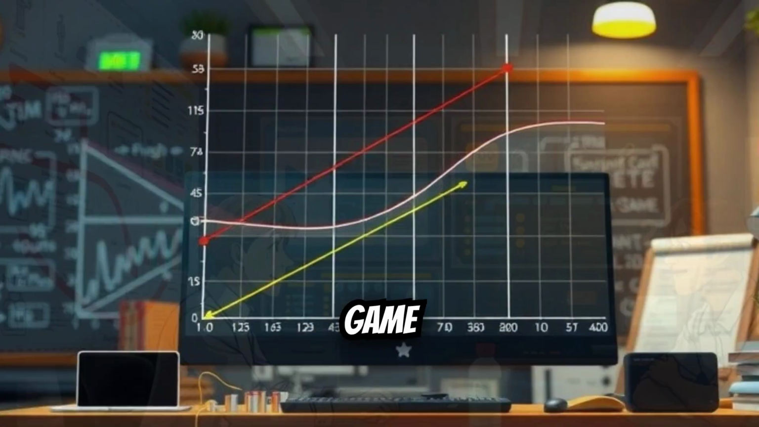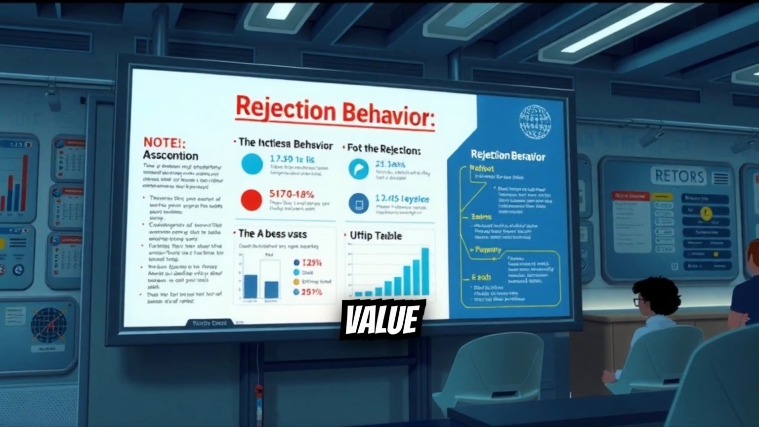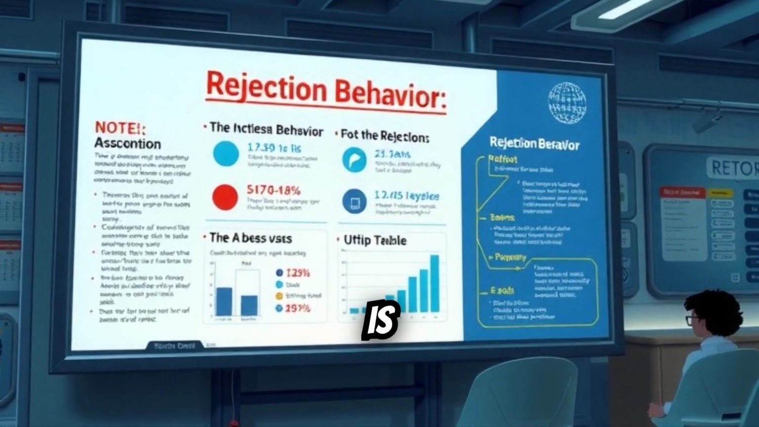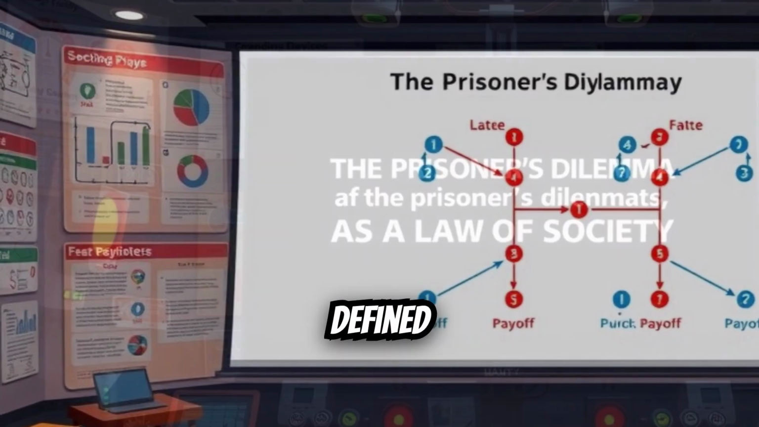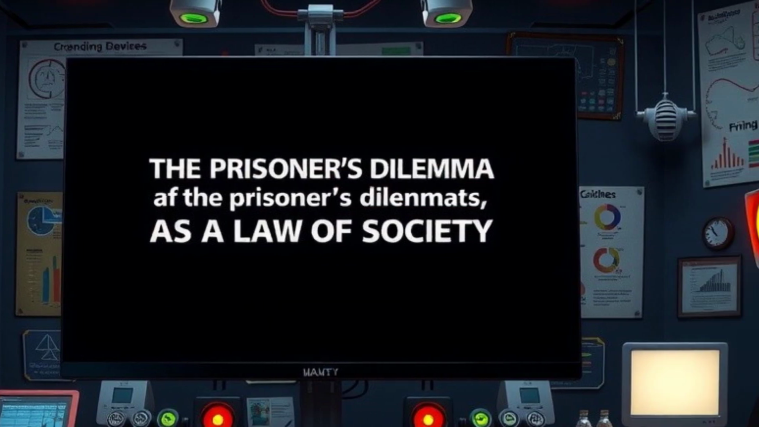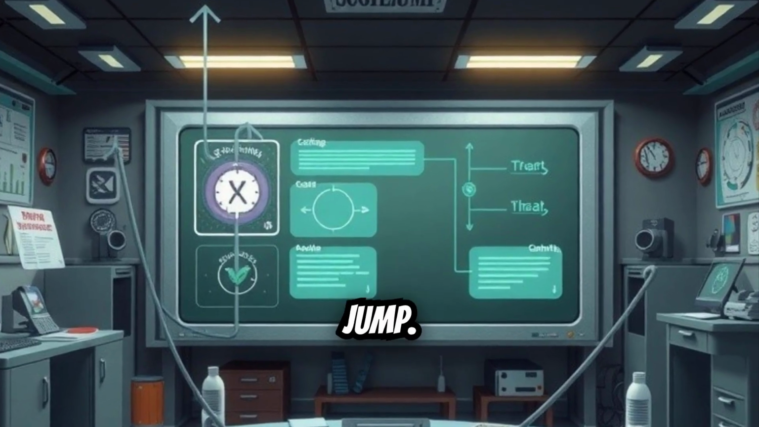The ultimatum game is described as fairness beats math. That is a value story. The science is the observed rejection behavior. The prisoner's dilemma is defined correctly as a payoff structure. The text treats it like a law of society. That is a scope jump.